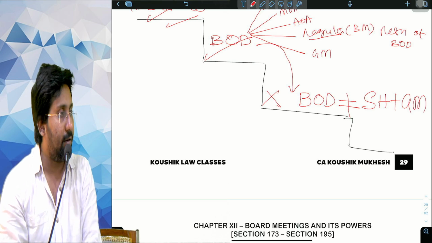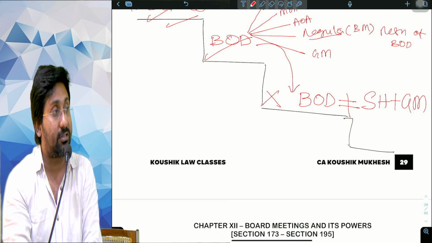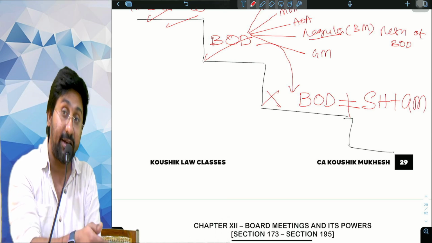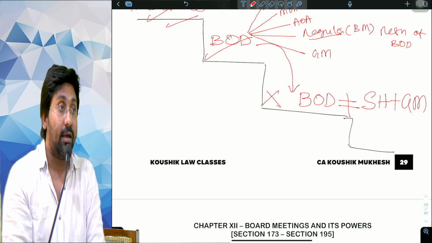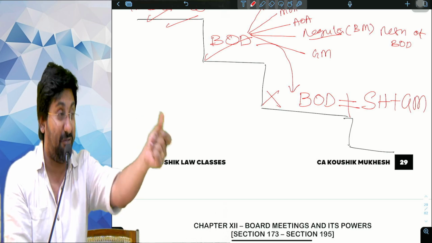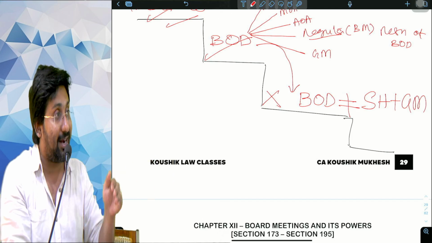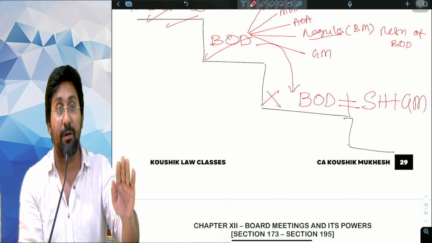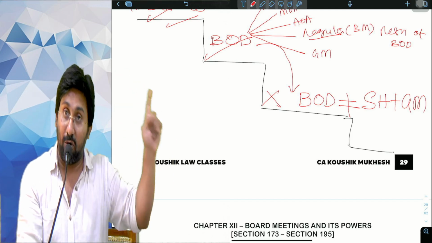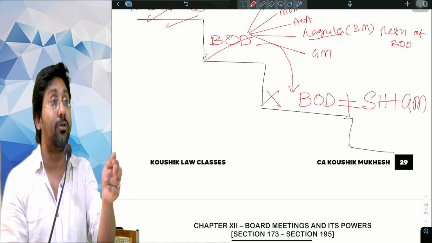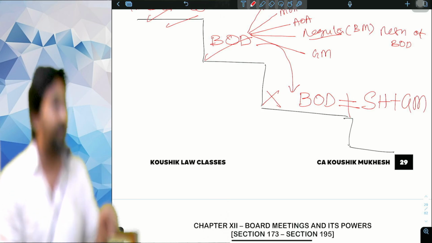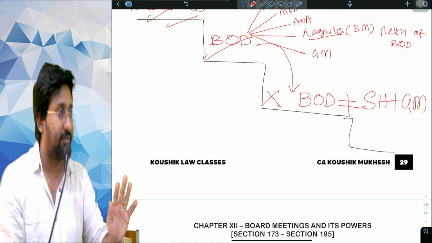Clear, everyone? That means the board of directors shall not be entitled to exercise the powers of shareholders in a general meeting. Shareholders' power should be exercised by shareholders. Board power should be exercised by the board of directors. Board of directors should not involve themselves in shareholders' powers. Vice versa also applies.